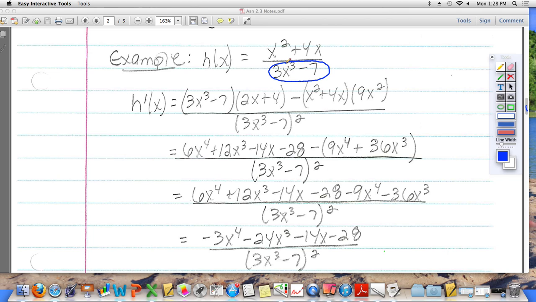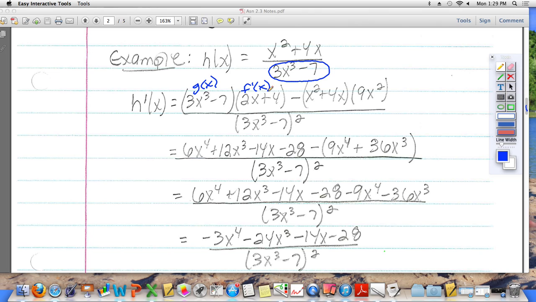And then on the top, you take g of x, that's the denominator, and you have to multiply it by the derivative of the numerator. The numerator in the definition of the quotient rule was f of x. So, what is the derivative? Look at the numerator, x squared plus 4x. What is the derivative of the numerator? It's 2x plus 4.